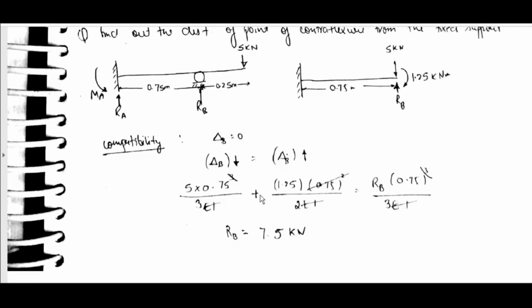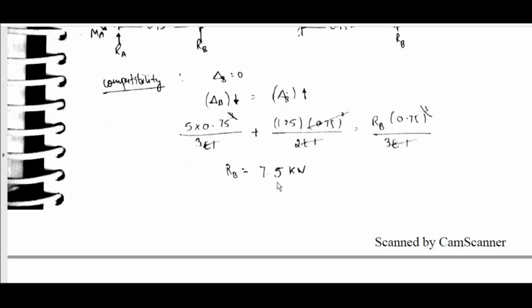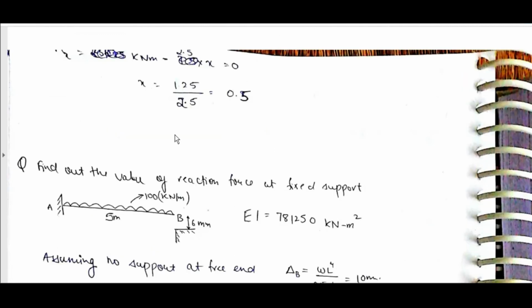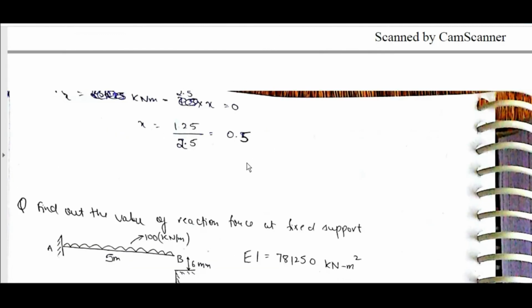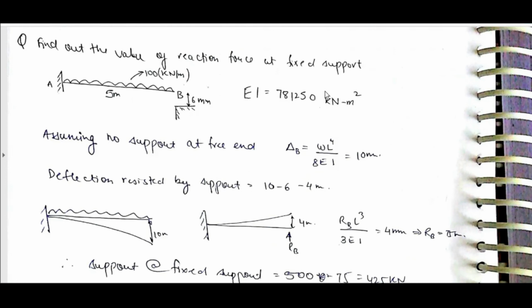Delta B upward is equal to, because of these separate loads, calculate by each load separately, then we will get RB is equal to 7.5 kilonewton. We can get at a distance x where M is equal to 0, we can find out the value of reaction at fixed support. EA is equal to 781250 kilonewton per meter square.